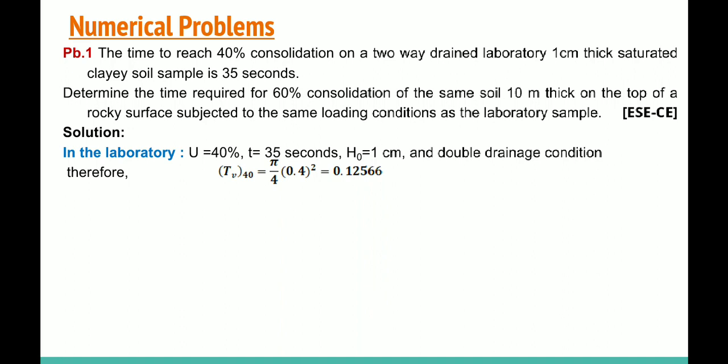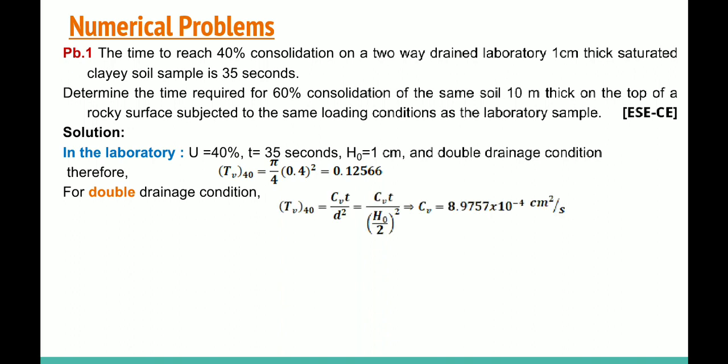So we can use pi by 4 into 0.4 whole square. So we get 0.12566. So we have the time factor for 40% degree of consolidation, 0.12566. Now we can apply this formula for double drainage condition and calculate the coefficient of consolidation. Because we have the Tv value, T40, we have the time 35 seconds, and we have the D. For double drainage condition, we can calculate D, the drainage path distance, that is H0 by 2.